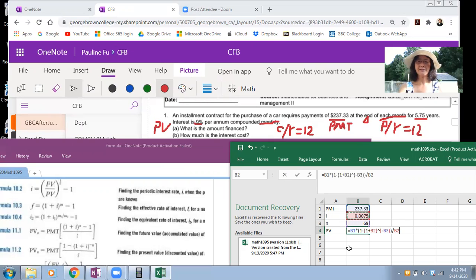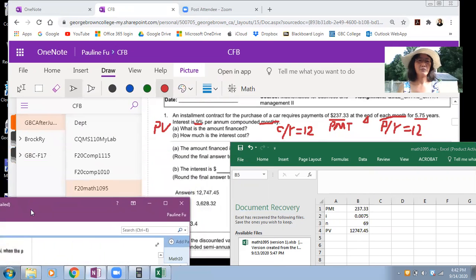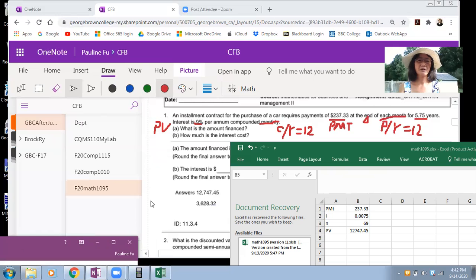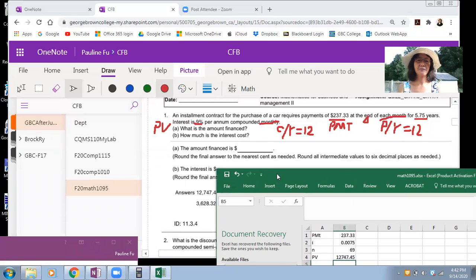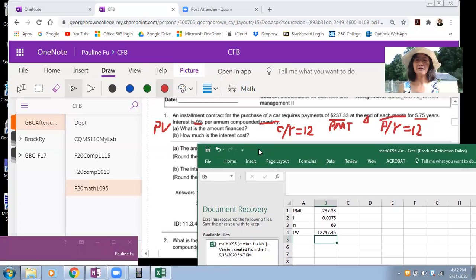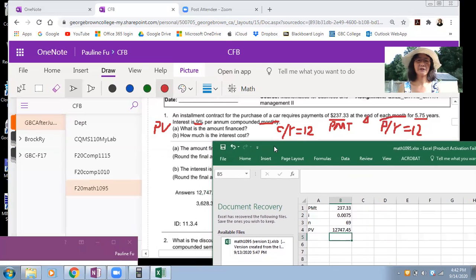Okay. Press enter. See, you get the same number, $12,747.45. Okay. So this is question A. Okay. And I'll move this on the side. Question B. How much is the interest cost? Okay, how much is the interest cost?